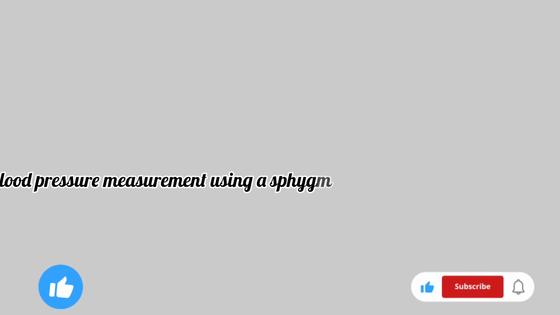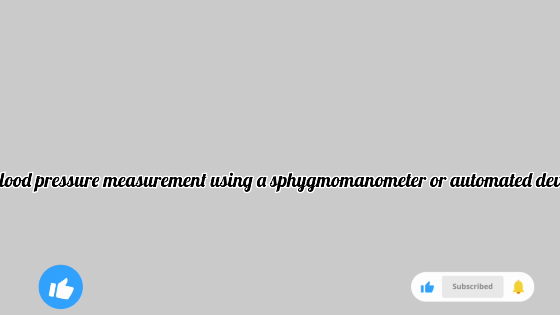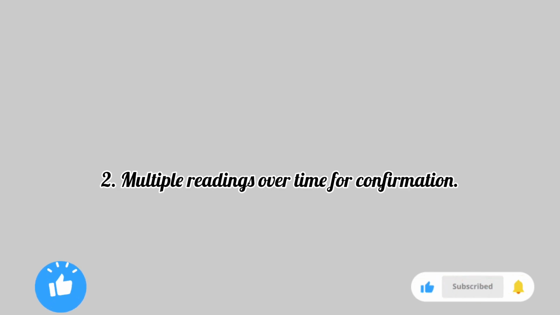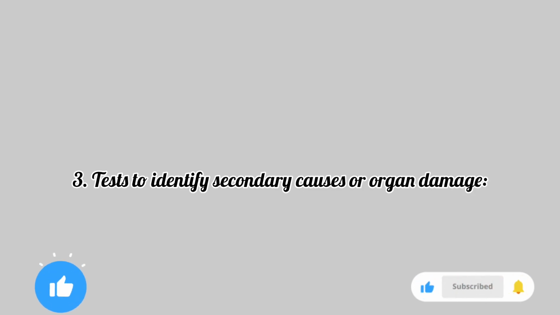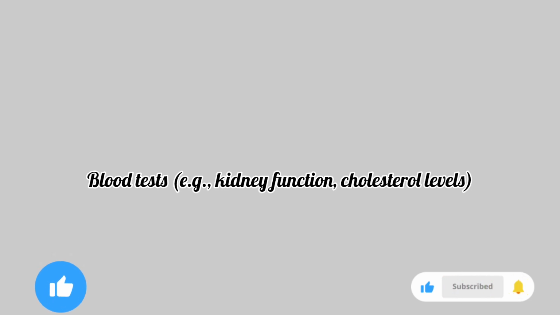Diagnosis: 1. Blood pressure measurement using a sphygmomanometer or automated device. 2. Multiple readings over time for confirmation. 3. Tests to identify secondary causes or organ damage. Blood tests, for example, kidney function, cholesterol levels, urinalysis, ECG or echocardiogram. Imaging, for example, ultrasound of kidneys.